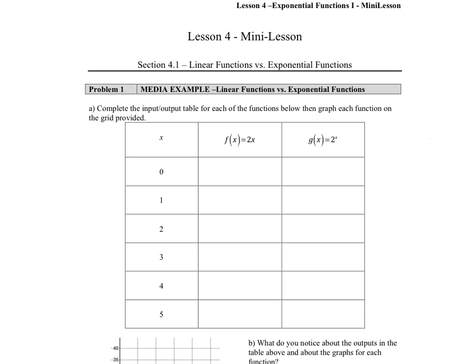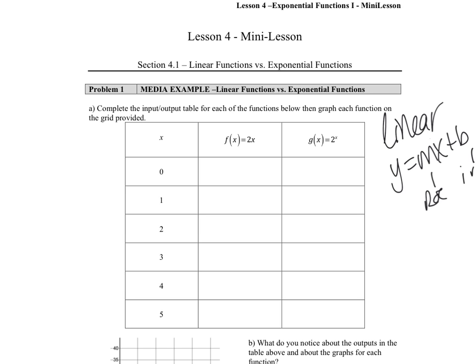So what we know, hopefully, is that a linear function follows the form, you don't have to write this down, y equals mx plus b. And we know, hopefully, that m is your rate of change and your b is your initial value or your y-intercept. Now, an exponential function is not in that form. It is in a form that looks like this. So this is linear right here. There is no b in this one, but it's still linear.